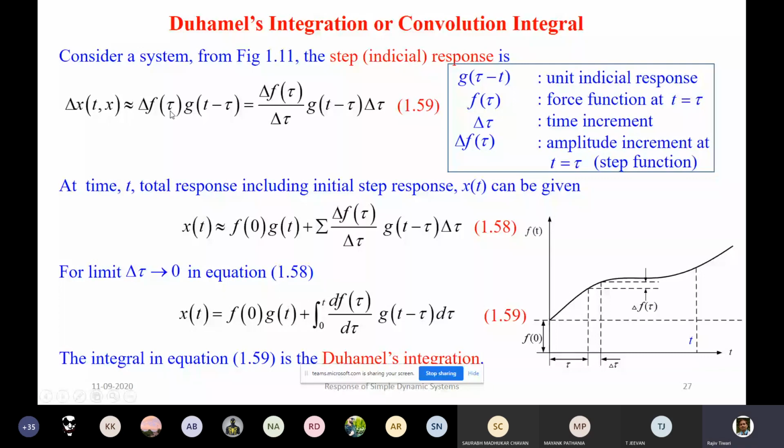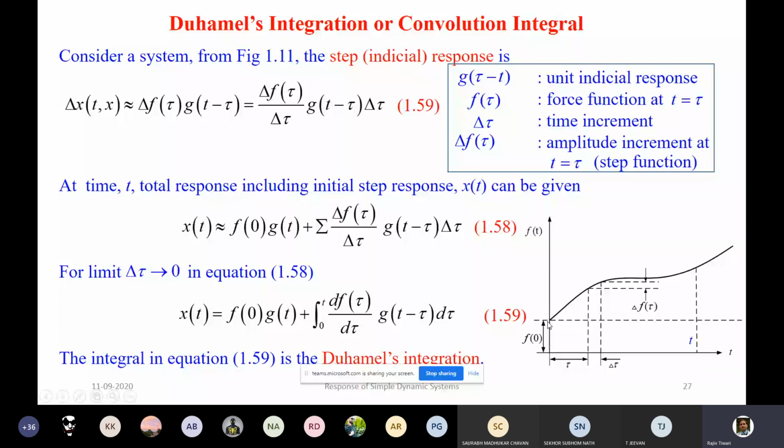This can be written by dividing by delta tau and multiplying by delta tau like this. And if we sum up such small forces, then you can see this particular term. This is the same thing, but we have added the summation sign that indicates the small steps. If we divide this whole force into small steps, we will get the contribution in the response because of each small step force, and we have summed them up. So we have divided into different steps.